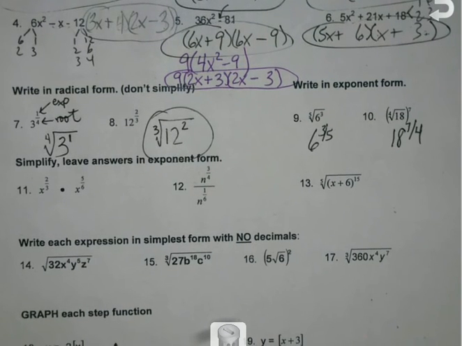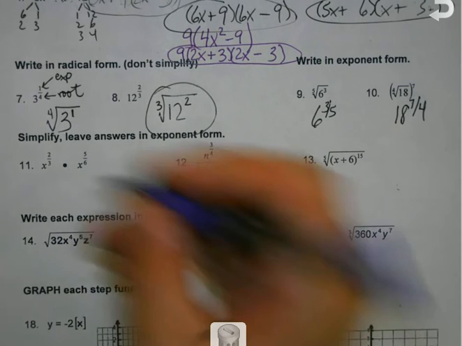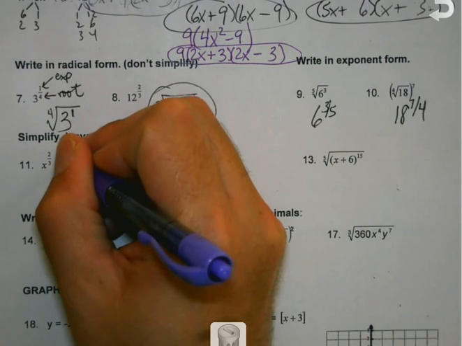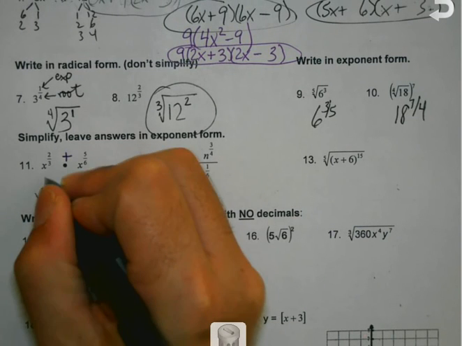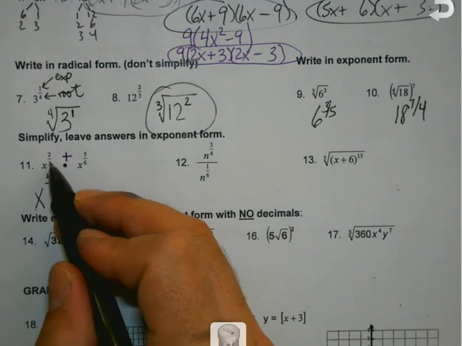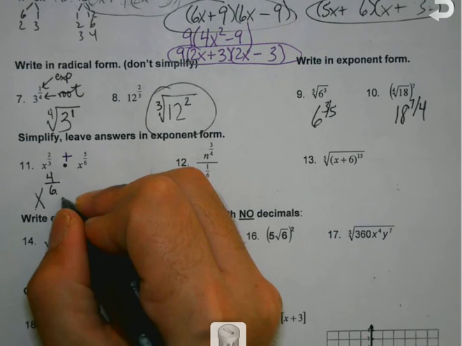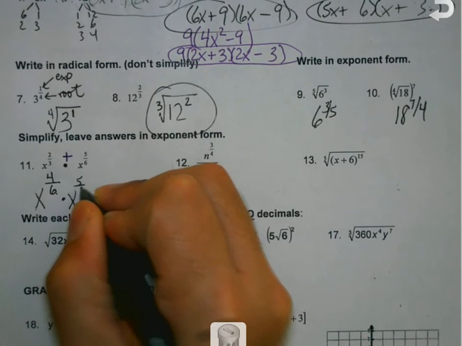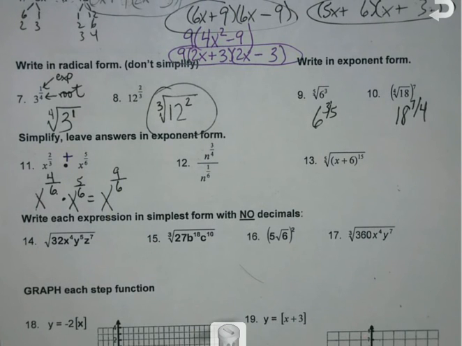When we get to 11 through 13, we're using our rules. When we're multiplying with exponents, we add them together. But of course, I have to have a common denominator to add them together. My common denominator in this case would be 6. So what do I multiply 3 by to get to 6? 2. So I do the same thing to the numerator to get 4 over 6. 5 over 6 is already all good. I add those up. And again, simplify all the way.